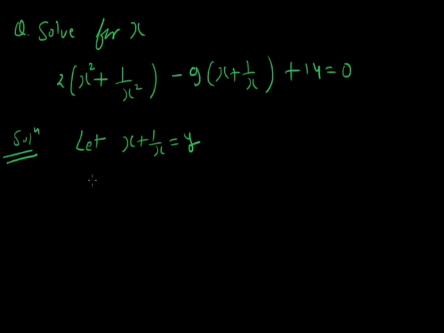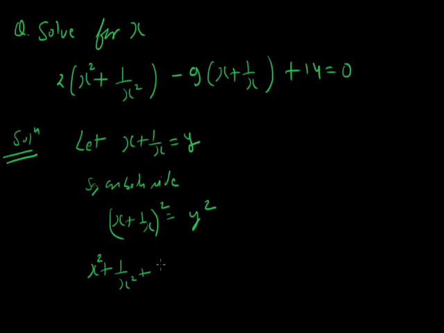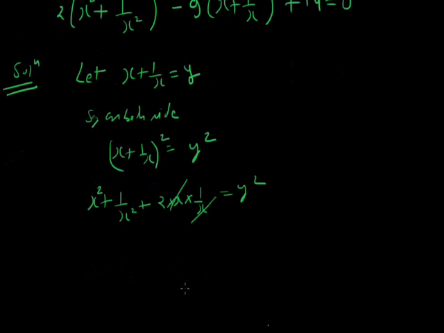Now if I square both sides, so x plus 1 upon x का होल स्क्वायर किया, y का भी स्क्वायर किया. a प्लस b का होल स्क्वायर अपन ओपन करेंगे तो a स्क्वायर प्लस b स्क्वायर प्लस 2ab, that is equal to y square. So x and x get cancelled. So x square plus 1 upon x square plus 2 is equal to y square.